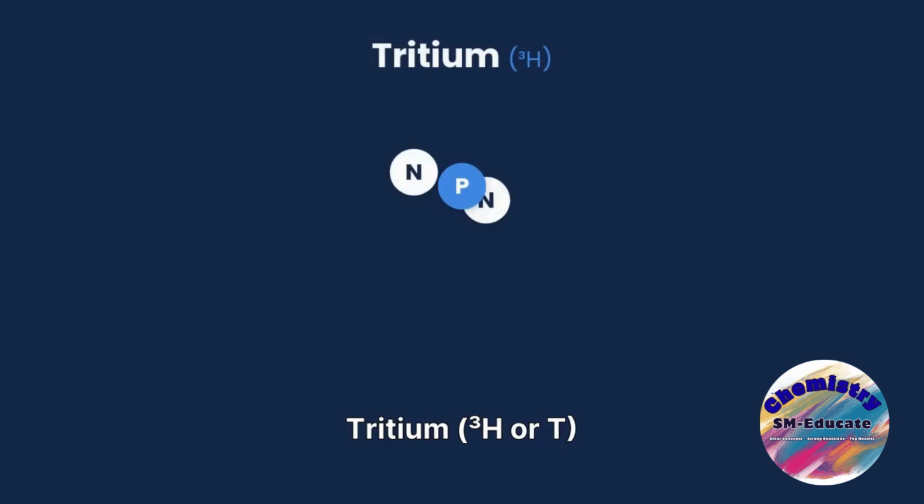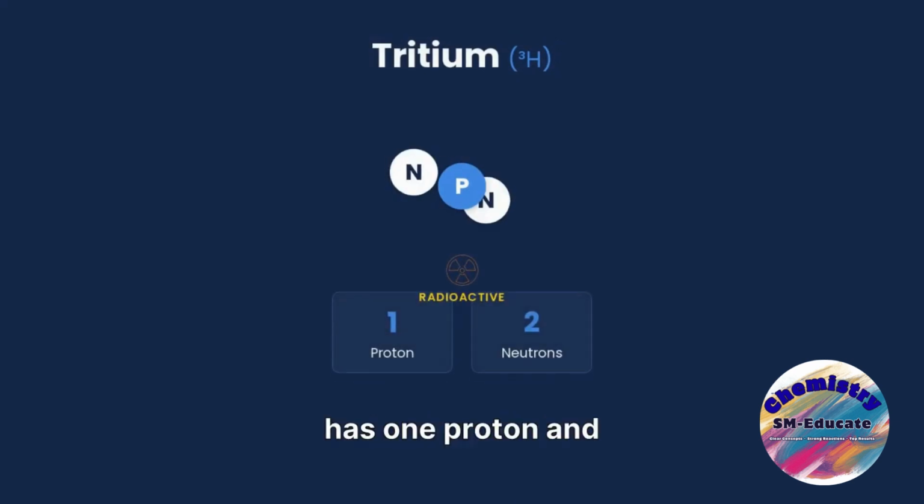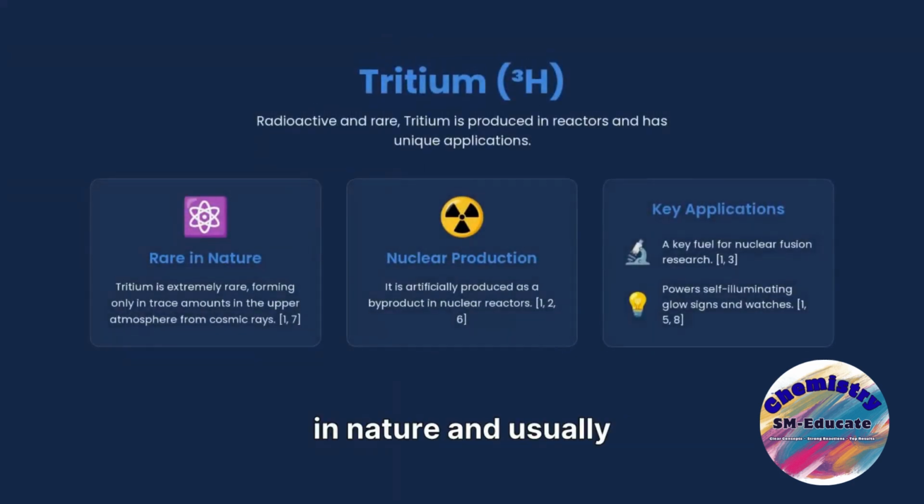Tritium, superscript 3H or T, has one proton and 2 neutrons. This makes tritium radioactive. It is very rare in nature and usually produced in nuclear reactors. Tritium is used in nuclear fusion research, glow signs and watches, and scientific analysis.